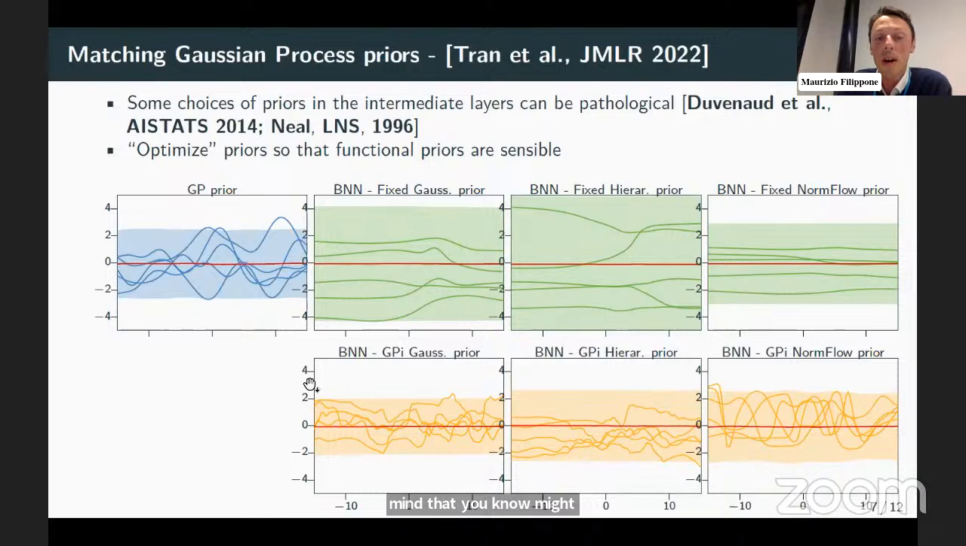So what we worked on for some time now, and came up with this new work that appears in JMLR this year, is trying to tune the prior over the parameters of this Bayesian neural network so that we can match what the Gaussian process prior looks like. Here we did it for different kinds of parameterization. Here it's a Bayesian neural network with Gaussian priors. These are hierarchical priors, in the sense that we have a Gaussian with a hyperprior on the variance. And here we have so-called normalizing flows for the prior. So we have something that is able to optimally transport Gaussian measures into something more complicated over these parameters so that we try to match the Gaussian process prior.